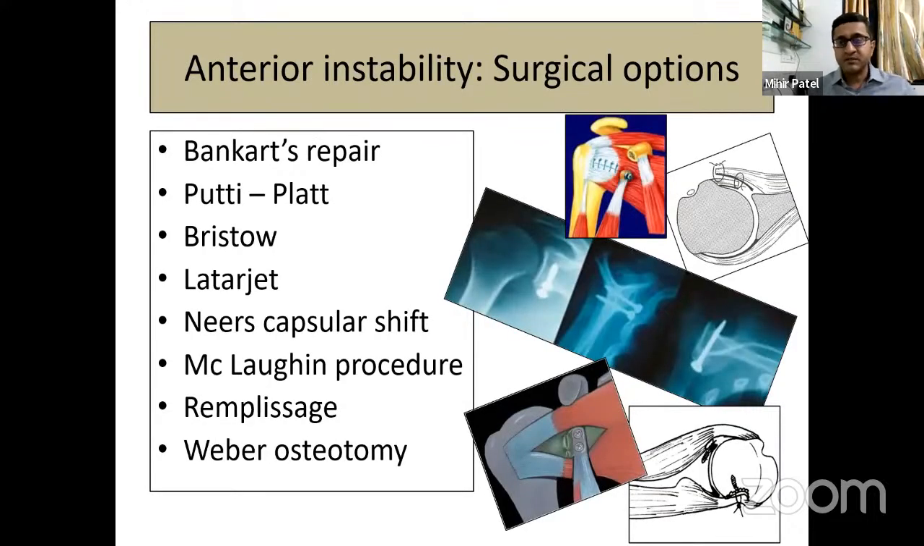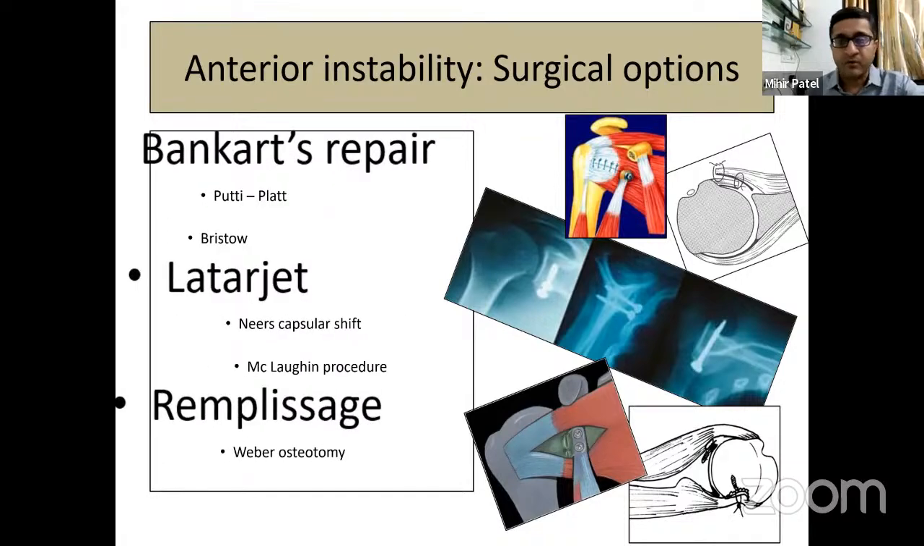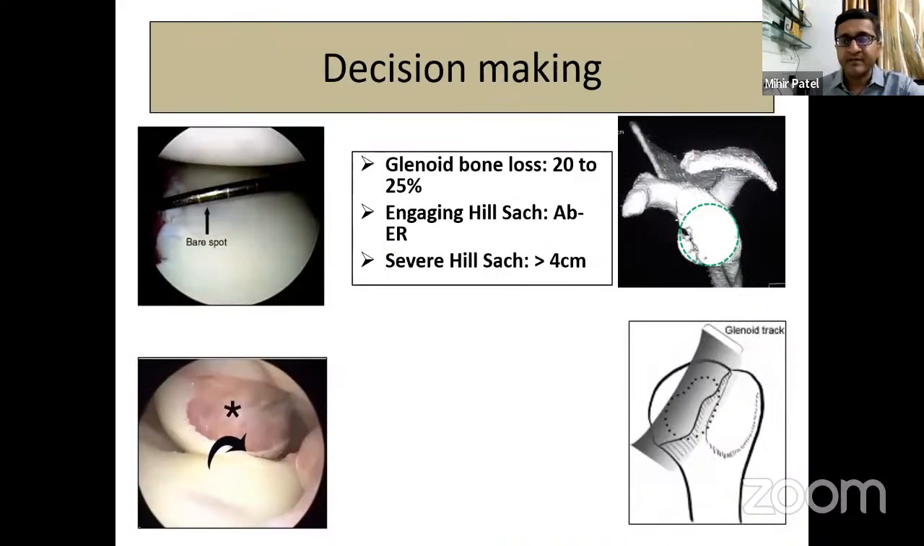So coming to the surgical options, if you read textbooks, if you read literature, a lot of procedures have been described. But usually these are the three procedures that we talk about. We talk about the arthroscopic Bankart's repair, we talk about the coracoid transfer, the Latarjet procedure, and a remplissage, okay, in case we have to deal with the Hill-Sachs. So how do we decide? I'm going to go very fast because I'm not going to take over what Sajid is going to talk.